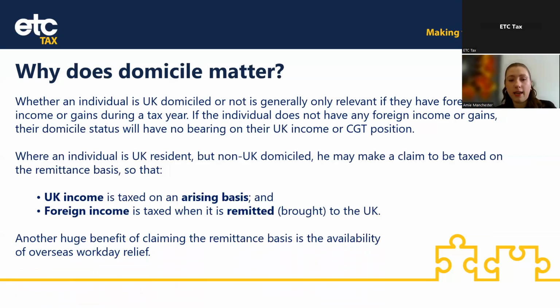And then finally on here, just another huge benefit of claiming the remittance basis is the availability of overseas workday relief. Overseas workday relief is available to remittance basis users for the first 3 years of residence. That would include a split year. So if an individual was arriving in the UK in September of 1 year and they met the split year criteria, they would be able to claim overseas workday relief for that year and the following 2 tax years.